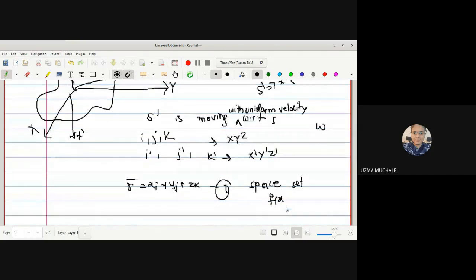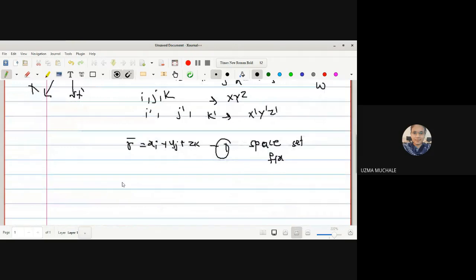And let me write down r with respect to the body set of x's. We can write it as x dash i dash plus y dash j dash plus z dash k dash. We can say it is equation 2. It is related to the body set of x's, or we can say it is related to the rotational frame. As we are saying that it is moving with some angular velocity omega, and it is moving means it is rotating, since translational motion is absent, because we are assuming that one point of the body is fixed.